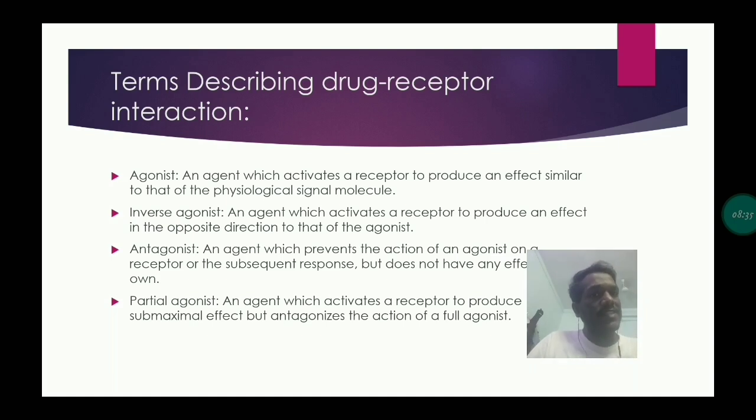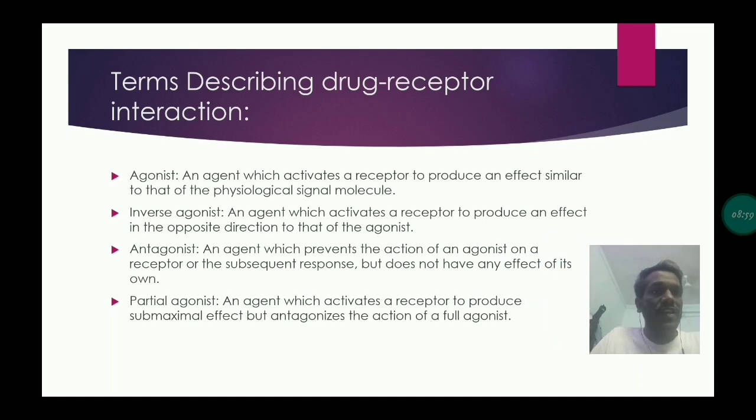An inverse agonist is an agent which activates the receptor to produce an effect in the opposite direction to that of the agonist. It is like an agonist, but produces a completely different, opposite effect, and that's why it's called an inverse agonist. Next we have the antagonist, an agent which prevents the action of an agonist on the receptor or subsequent responses, but does not have any effect of its own. Antagonists bind to the receptor site but do not have any effect, as compared to the agonists.